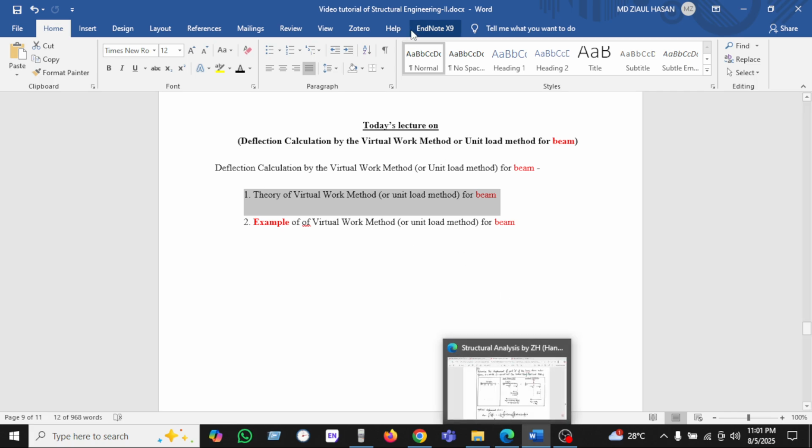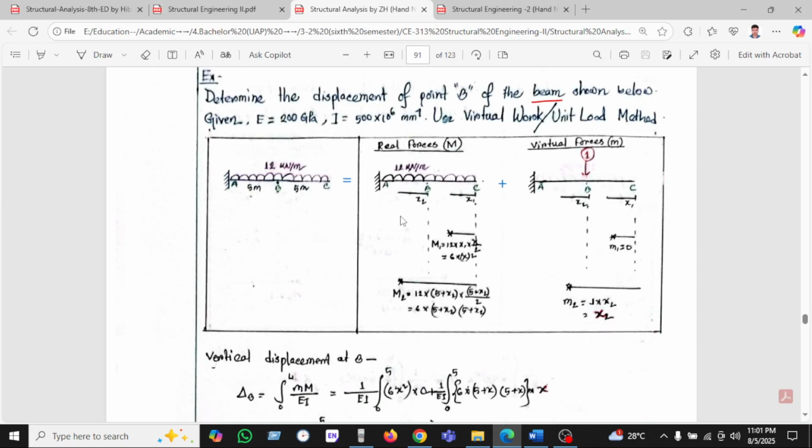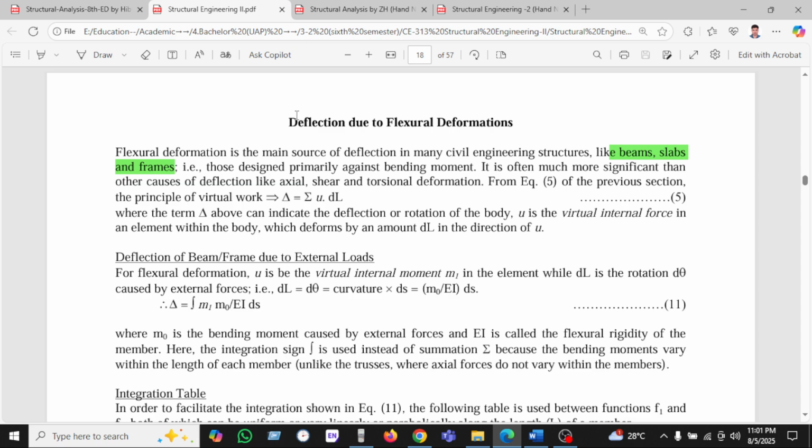So it could be a flexural method also. Here the deflection is due to flexural deformation. The flexural deformation is the main source of deflection in many civil engineering structures like beam, slab, frame. Those designs are primarily against bending moment, so it is often more significant than other causes like axial, shear, torsional deformation.